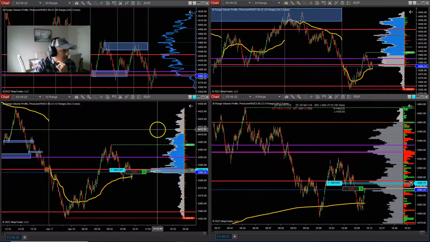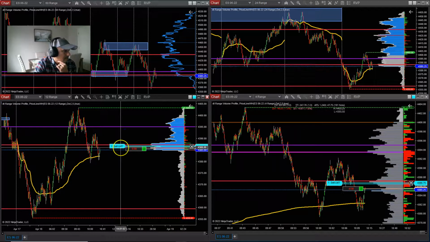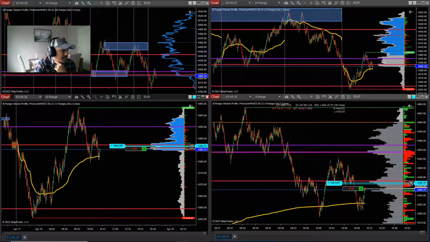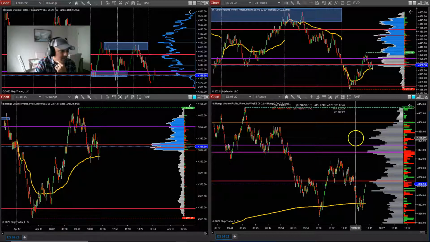So I'm gonna scalp 88. Yeah, price should push up. So I'm gonna scalp this area here back to the upside. Come on, push higher. There we go. I'm gonna scalp and get out.